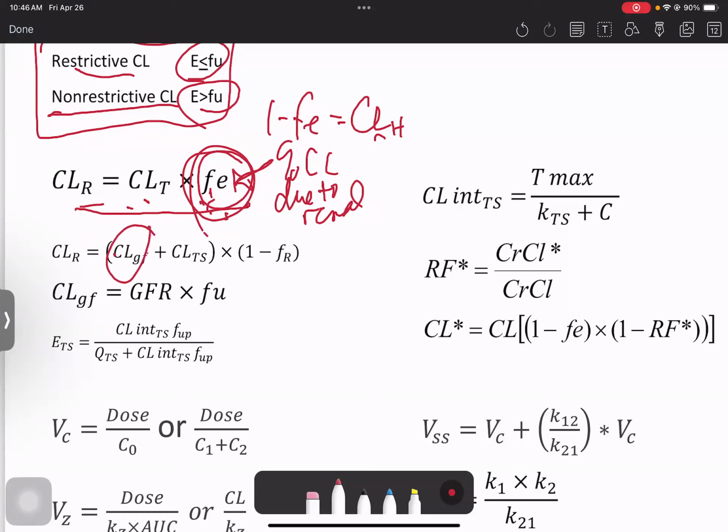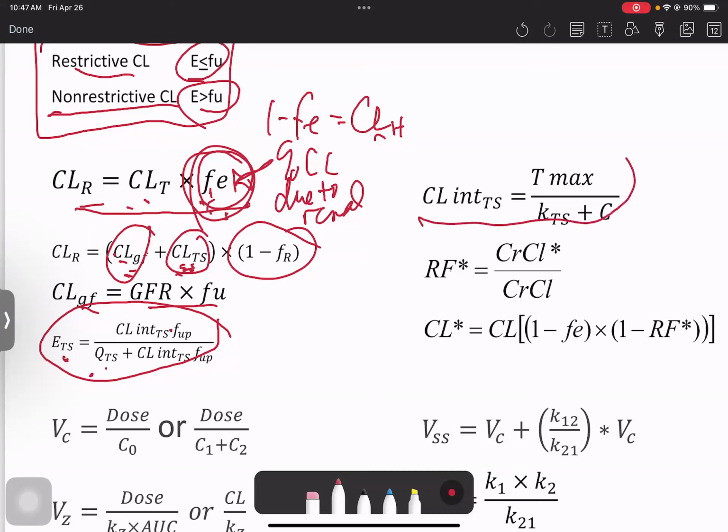We know that filtration clearance and tubular secretion clearance are adding drug to the nephron, to the urine, and then we take some back if the drug is reabsorbed in the distal tubule. Filtration clearance is GFR times fraction unbound. The efficiency of tubular secretion is, well, don't worry about this. This is what we want to focus on. This is our intrinsic clearance of tubular secretion. Here's our number of tubular secretion sites, capacity, and affinity.